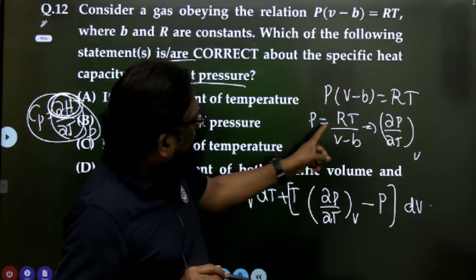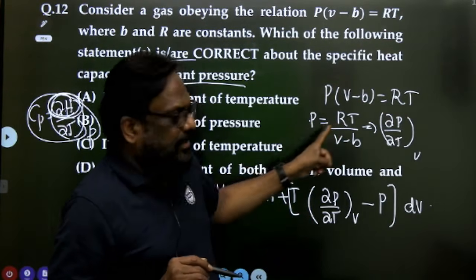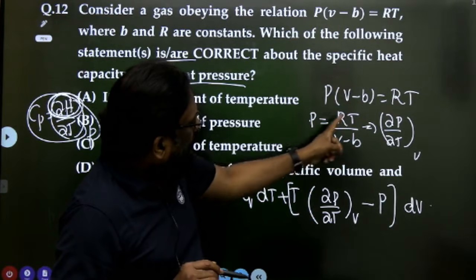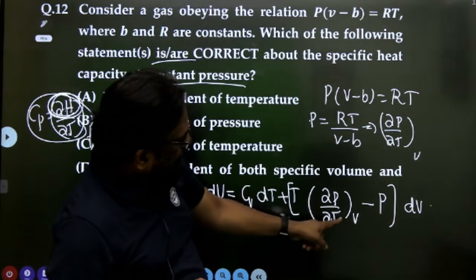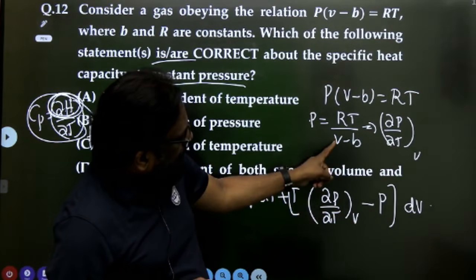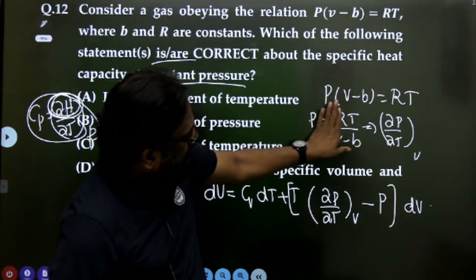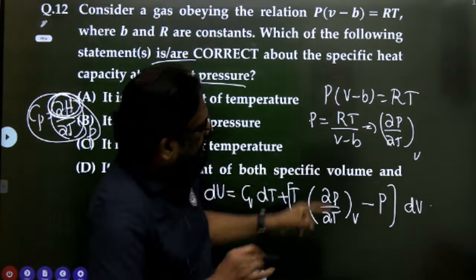ओके नाउ व्हाट इज dou P by dou T? You differentiate P with respect to T, dou P by dou T किसके साथ, वॉल्यूम कांस्टेंट। B is already constant, this constant R is constant, so dou P by dou T is R by V minus B.